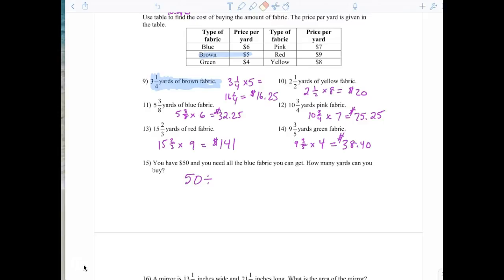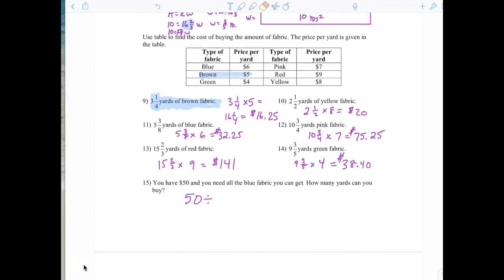Why are you saying 5 and something? Am I just not seeing it right? How much does the blue fabric cost? You see what I'm saying? You have $50. So how many yards can you buy? Yeah, I'm not sure what you were saying. Does that make sense, guys? Everybody with me? You would just do 50 divided by 6, right?